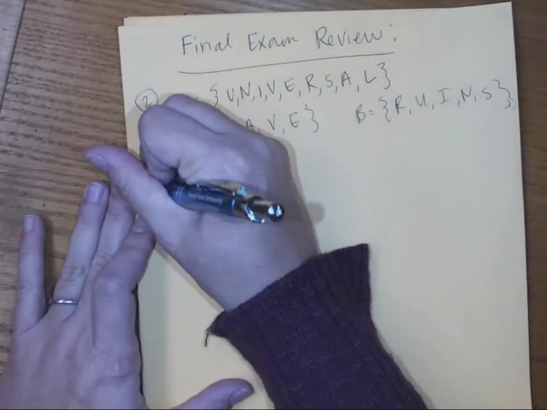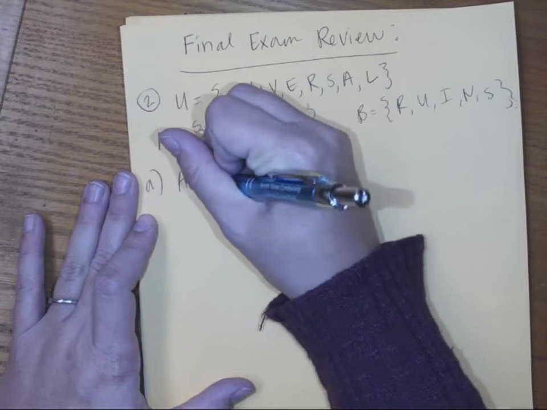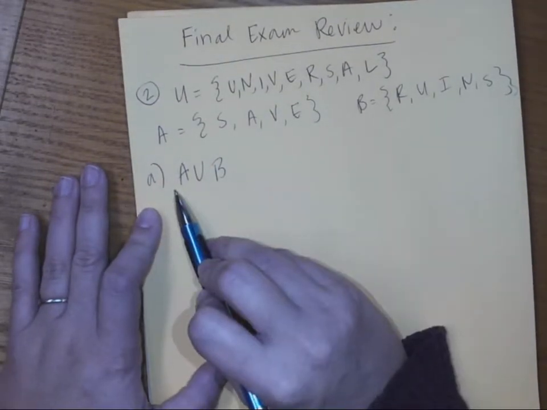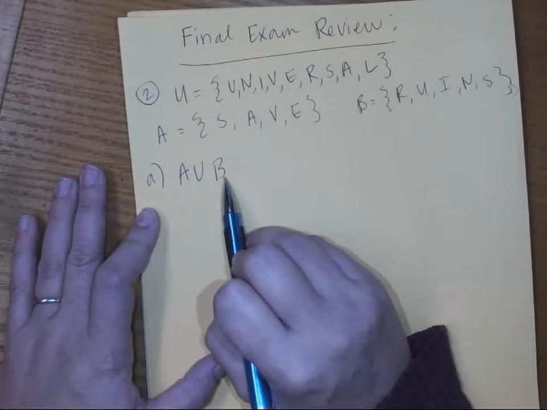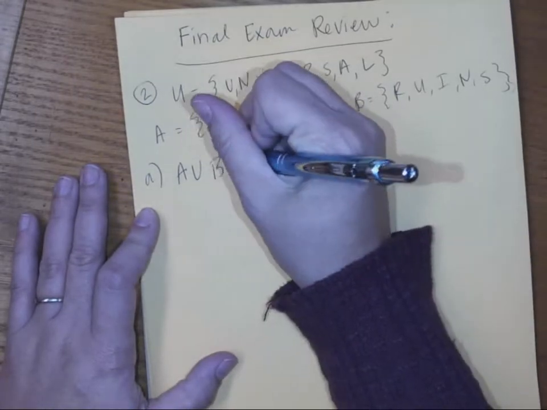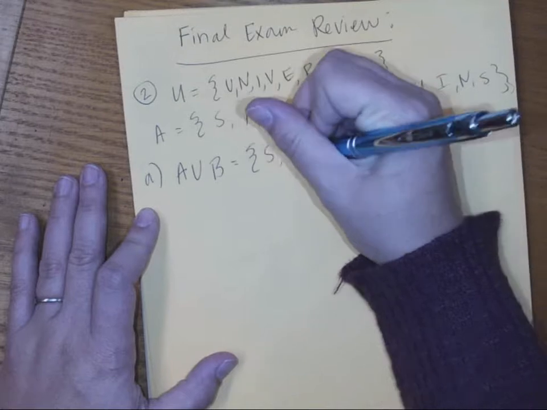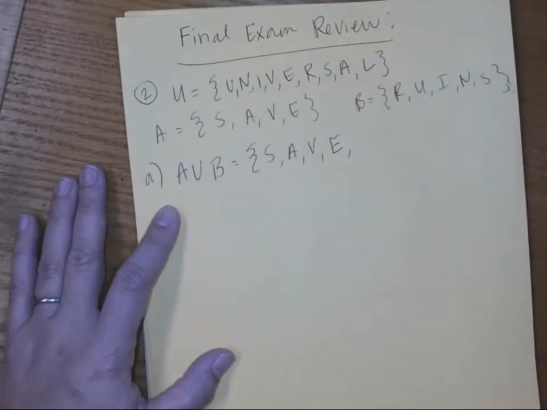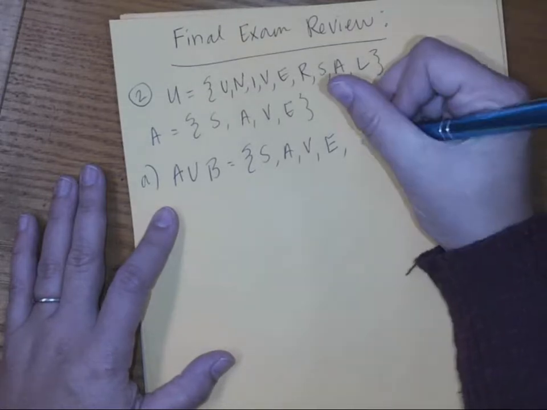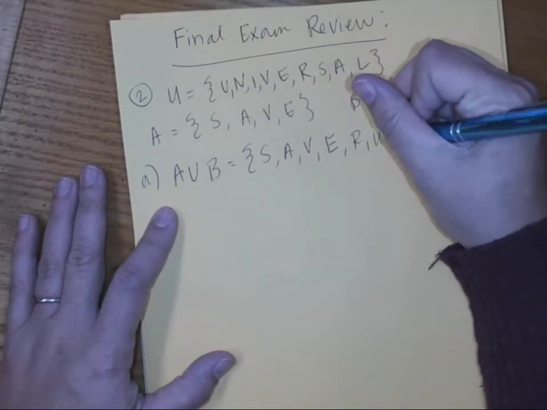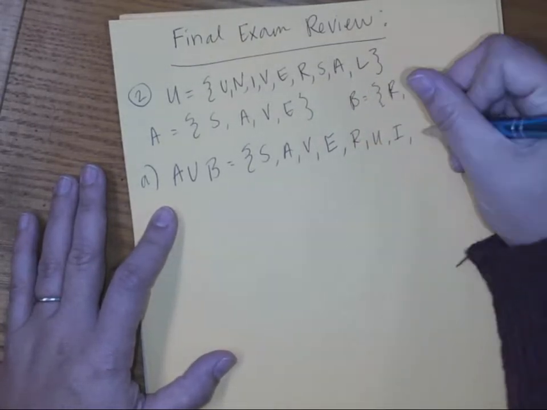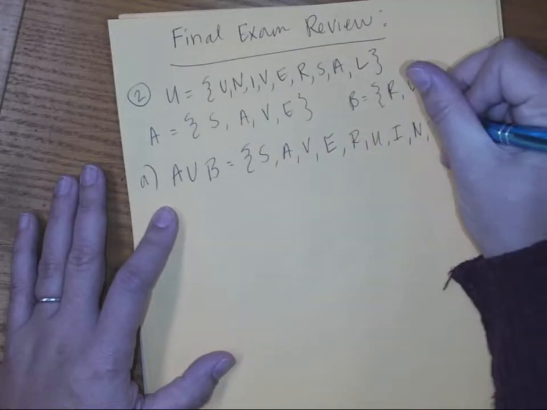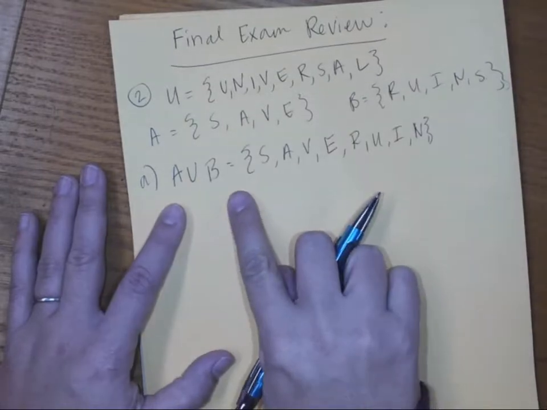So part A asks you to do A union B. A union B means everything in set A along with everything in set B. Everything in set A would be S, A, V, E, and then everything in set B would be R, U, I, N, and then S, but I already have S here, so I don't need to write it again. So that's A union B.